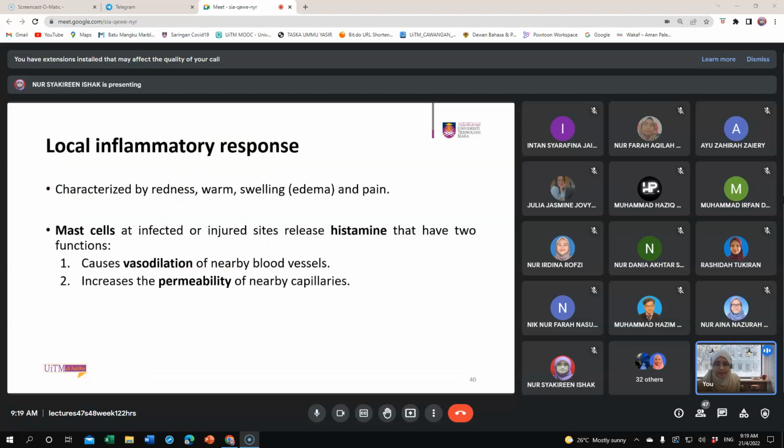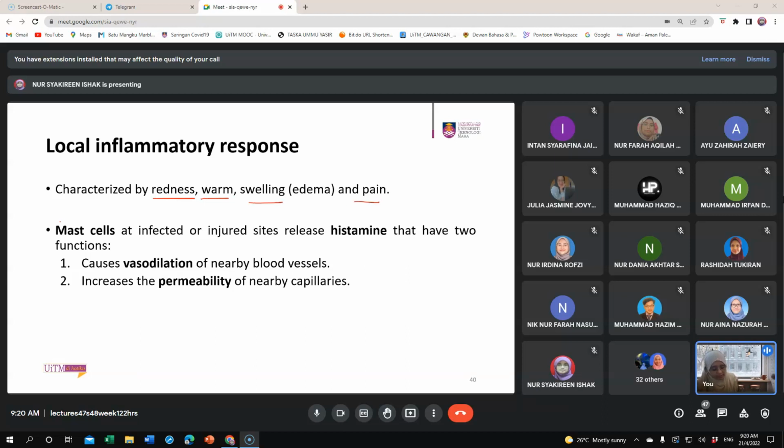Okay, so local inflammatory response characterized by redness, kan? Kawasan yang awak luka, kan? Luka kat situ akan jadi warna merah lah, kan? So redness. Okay, and then warmth, and then swelling, edema, and also obviously pain.